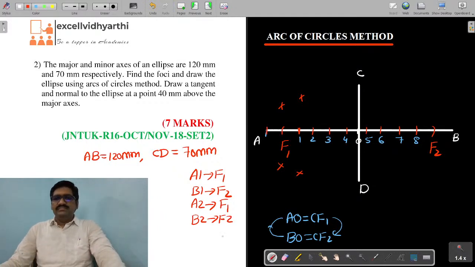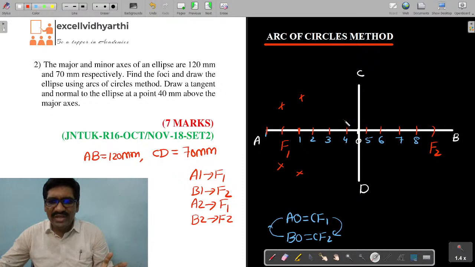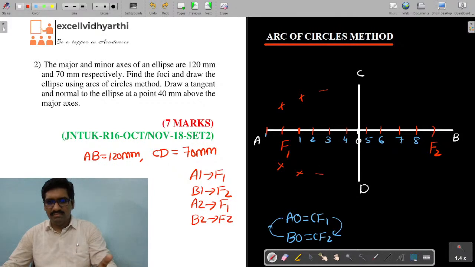F2. That is the case. Next, have patience. I will say tangent normal here. So next, A2 3 as radius, F1 as center. Draw the arcs. Next, B2 3 as radius, F2 as center. Cut the arcs.